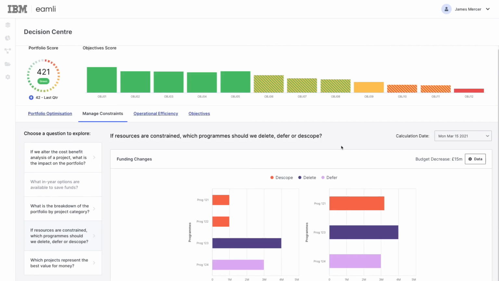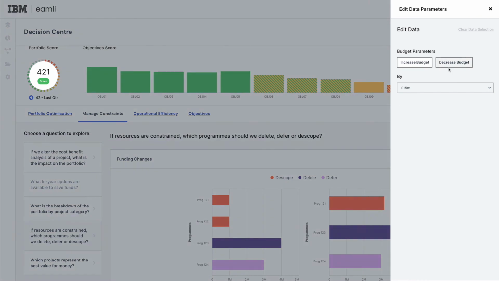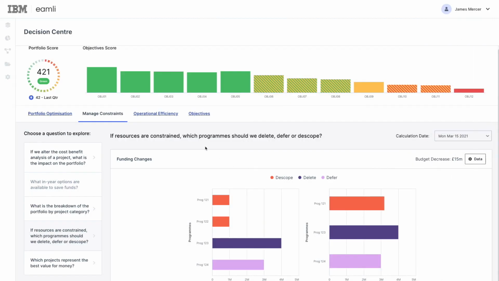The Manage Constraints section allows the user to view actionable insights based on different constraints to their portfolio. In this example, we can set a budget reduction of 15 million to understand which programs should be deleted, deferred, or descoped. Eamli recommends programs that should be deleted, deferred, or descoped based on the financial savings available, combined with their overall contribution to the portfolio score and any interdependencies.